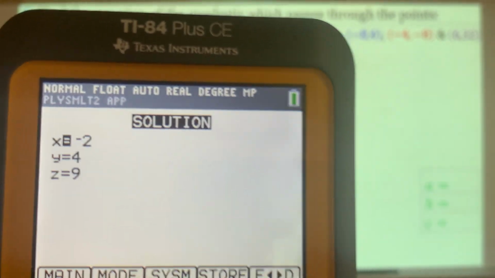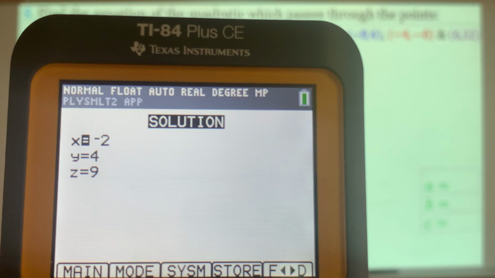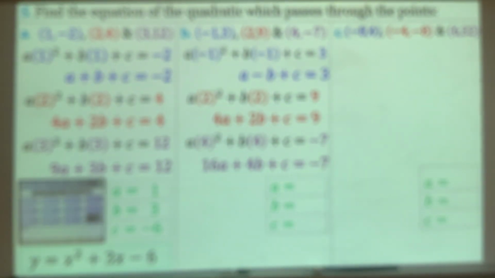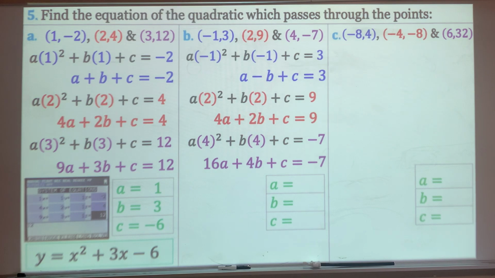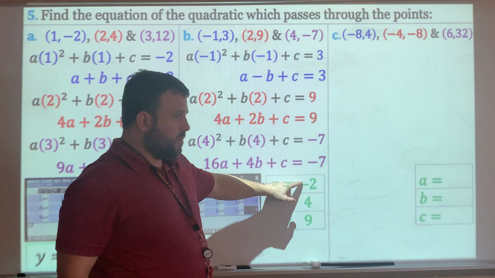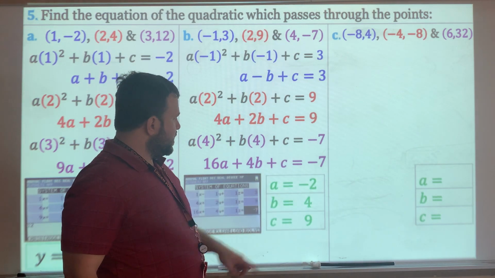I am going to hit solve. I get -2, 4, and 9. Just using technology to get all these answers. So I check my answer with this, and it says -2, 4, and 9 indeed. So it's y equals -2x squared plus 4x plus 9.